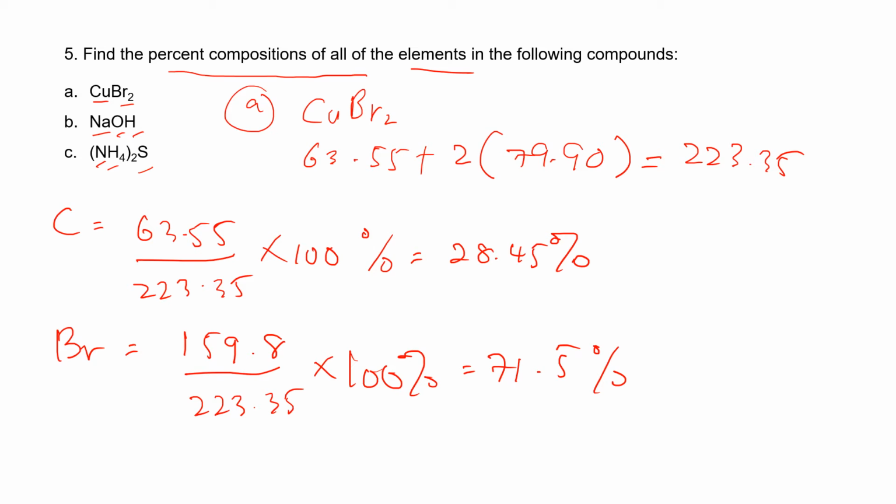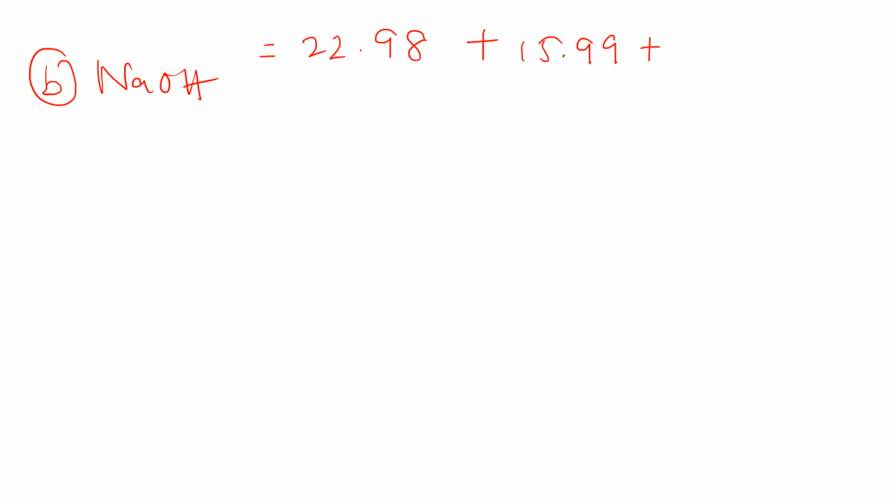Okay, next we look at B. Percentage of sodium hydroxide. So first you calculate the molar mass of sodium hydroxide. Okay, sodium is 22.98 plus oxygen is 15.99 plus 1. So the molar mass of sodium hydroxide is 39.97. Then you have to calculate the percentage of each element.